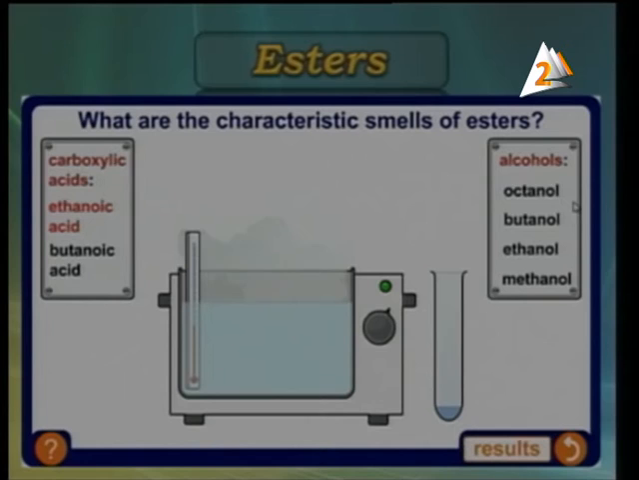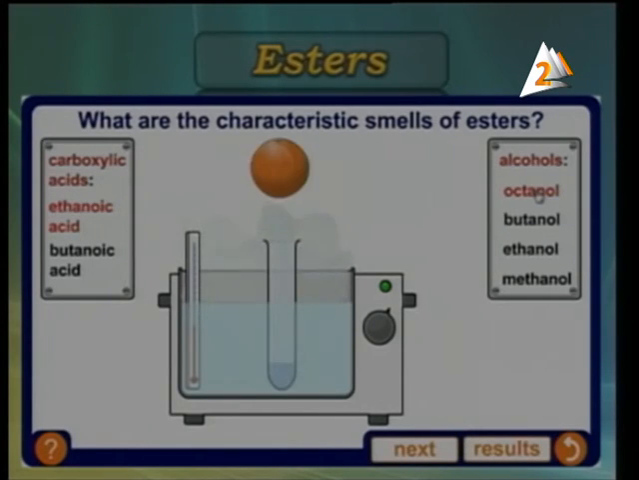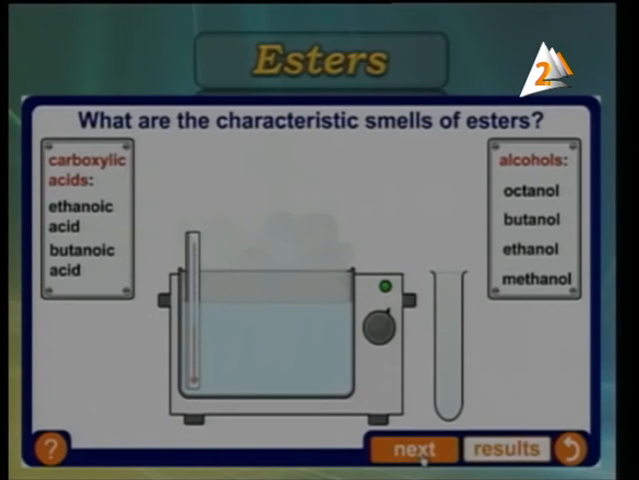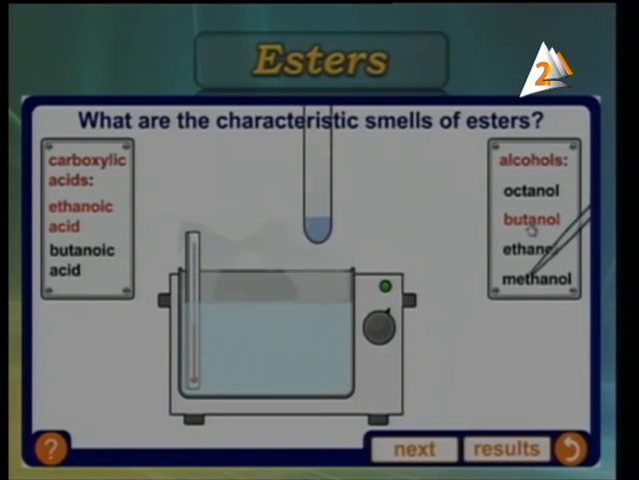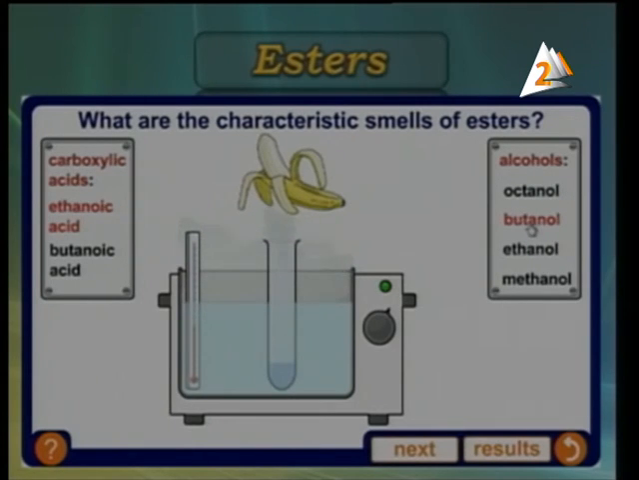After that I use the octanol. It is another one. So I put it here. What is this? This is the orange. Orange smell and taste, yes. Octanol with ethanoic acid. And another one we have next: ethanoic acid and butanol with each other, put here in this system. It's banana. We have the banana juice, the smell and taste of banana. It's very easy.